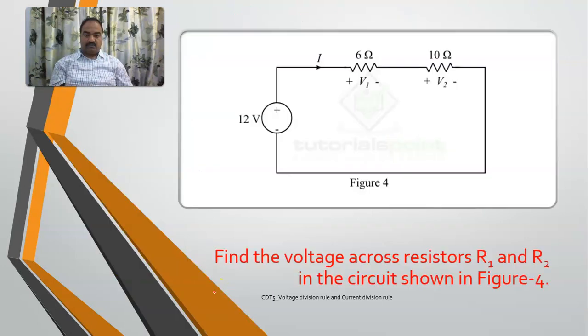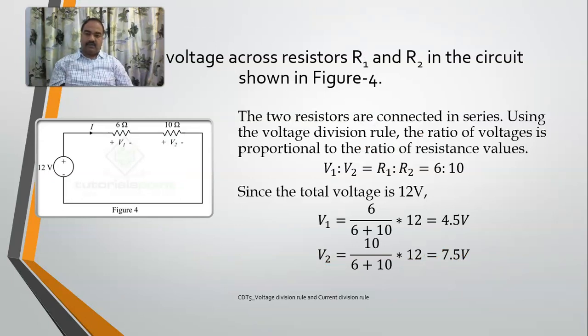Now we'll move on to one more problem. Find the voltage across the resistors. If you see, it is a series circuit. So how to determine the voltage across these resistors? Which rule will be applicable here? The voltage division rule will be applicable because these are series connected circuits. The ratio of voltage drops across the elements is proportional to the ratio of resistance values. So V1 is to V2 is equal to R1 is to R2.